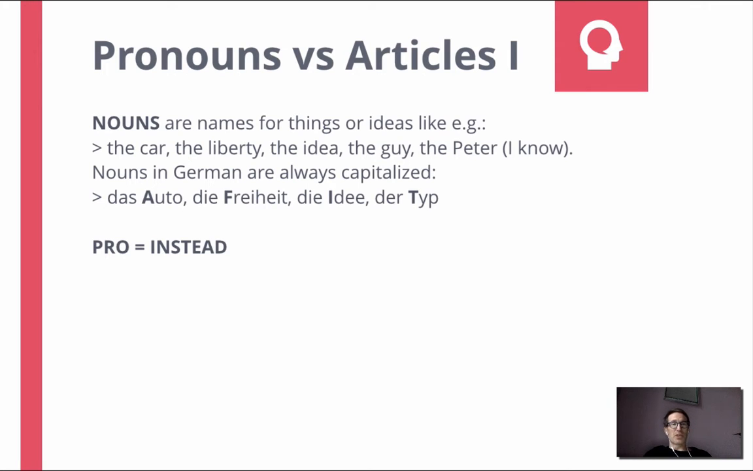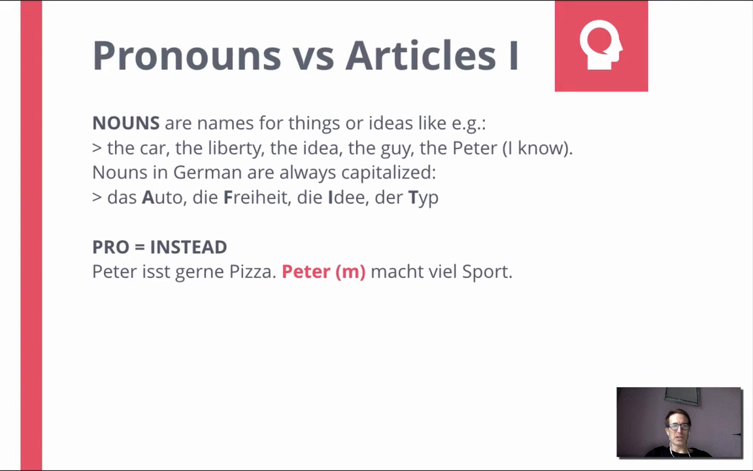The prefix pro here means instead. So a pronoun is something that is instead of a noun. Let's take a look at an example. You could avoid pronouns, but that would make text and books and letters almost unreadable. It would sound like this.